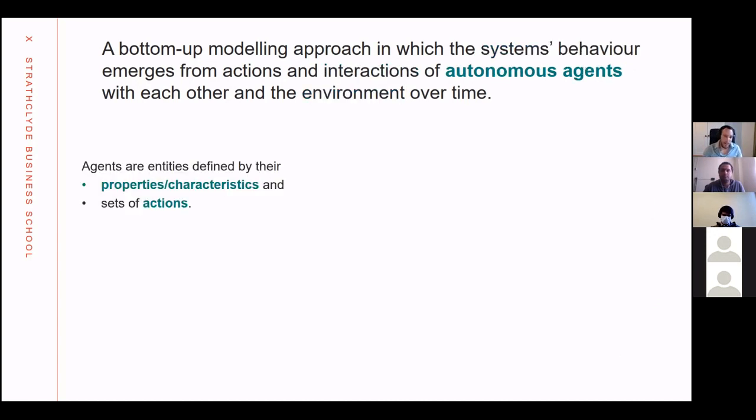So what are agents? They are entities that are defined by their properties and characteristics, as well as sets of actions. You can think about them as just individuals, people. They could be people in your model. Characteristics might be their age, their sex, their wealth status, their well-being status, and so forth. And sets of actions might be going to visit a healthcare facility, or treating a patient, or going to the bank, or whatever other action they might take.